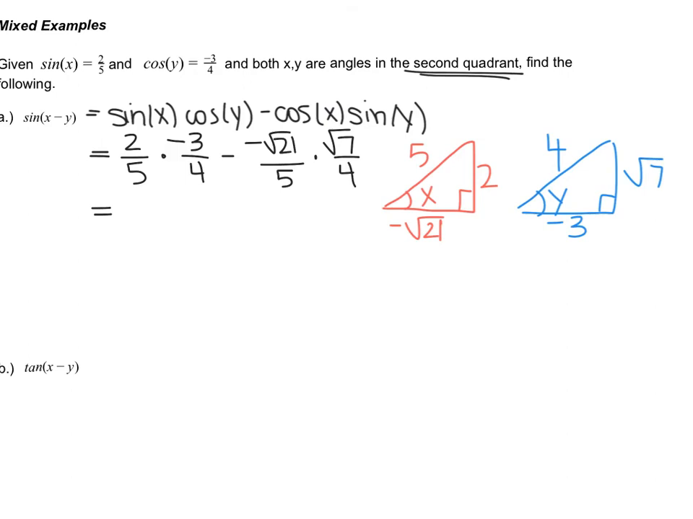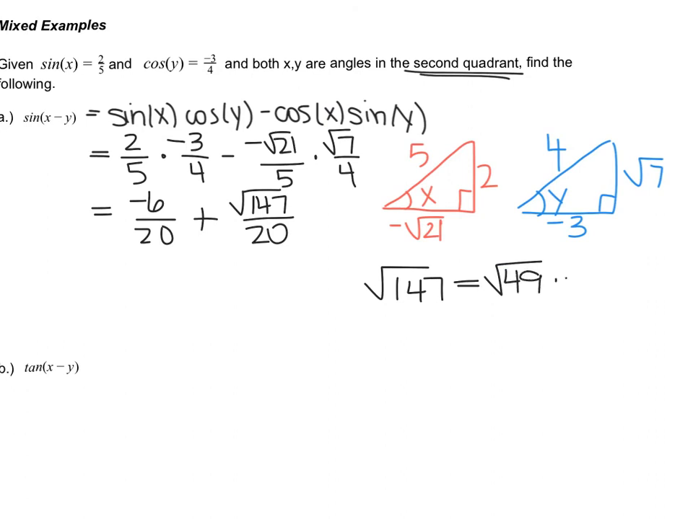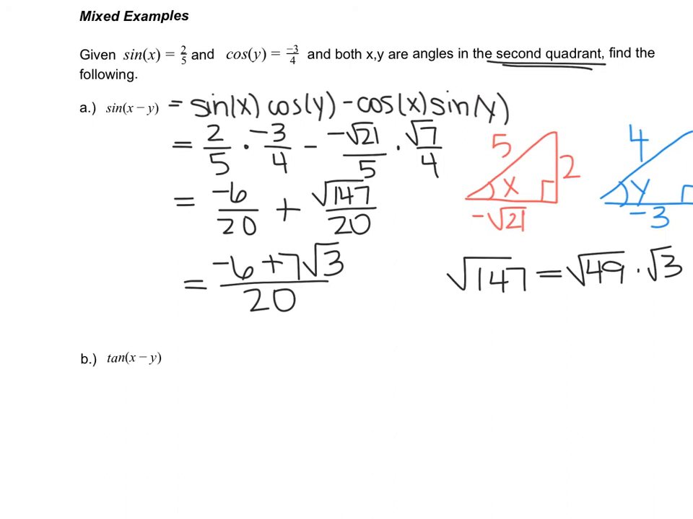2/5 times -3/4 is going to give us -6/20. And then we have minus a negative, so it's going to change to plus radical 147 over 20. So not only do we want to write this as a single fraction, but we want to simplify our radical as well. So radical 147, I can rewrite that as radical 49 times radical 3. And the square root of 49 is 7. So I write this as a single fraction over 20, we get -6 plus 7 radical 3. And that is the exact value given our ratios.